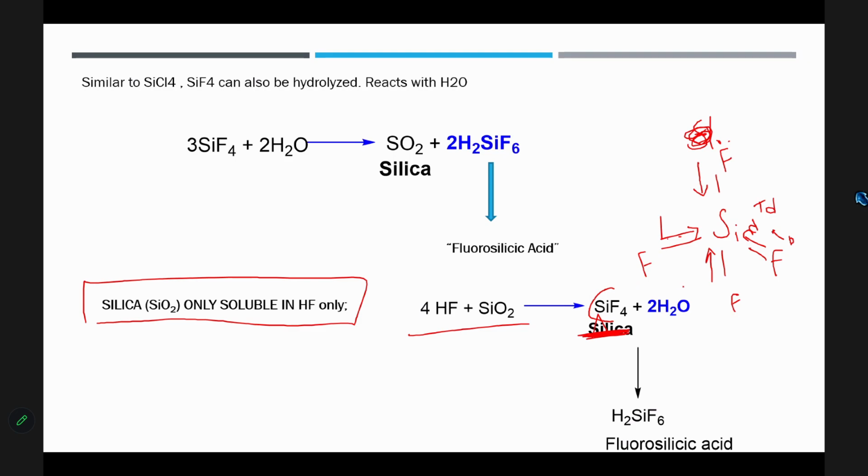Now, SiF4, what is the byproduct here? Water is a byproduct. And SiF4 is again an enemy to water. So immediately water acts like 2H plus, and it forms fluorosilicic acid. This is the main reason this conversion leads to H2SiF6. This is fluorosilicic acid. That is why this compound is not stable.